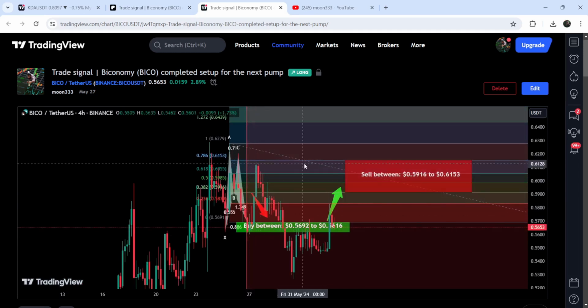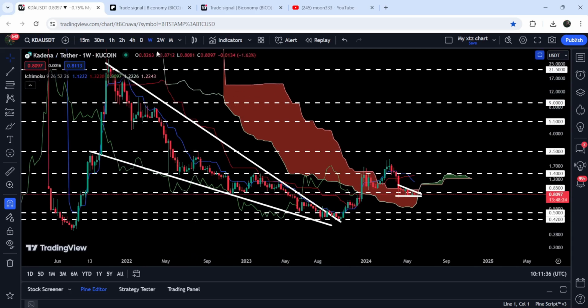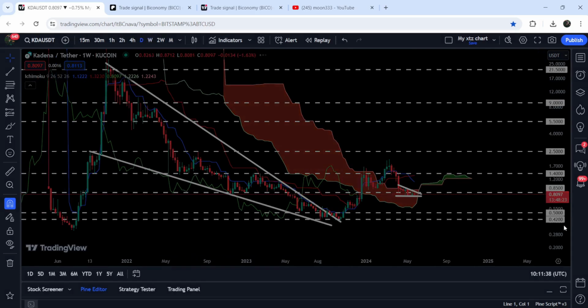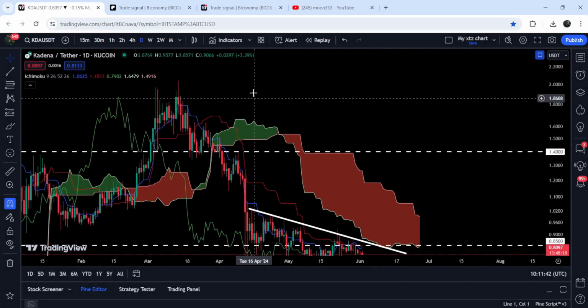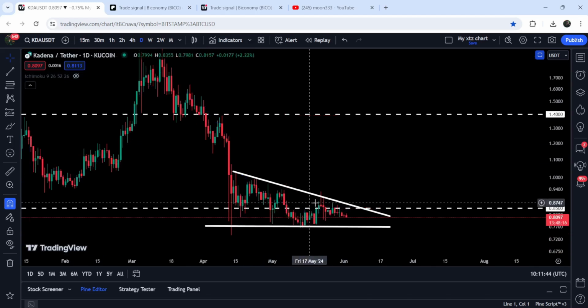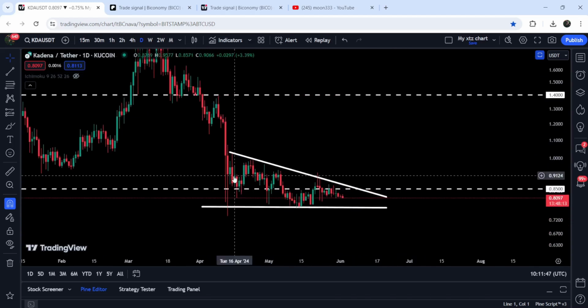Now let me take you to the live chart of KDA, and this is the weekly time frame chart. First of all, let me show you the daily time frame chart. And here you can see that for the past several days, it is moving inside this descending triangle. And now the movement is quite squeezed. Therefore, at any time, it can break this pattern.